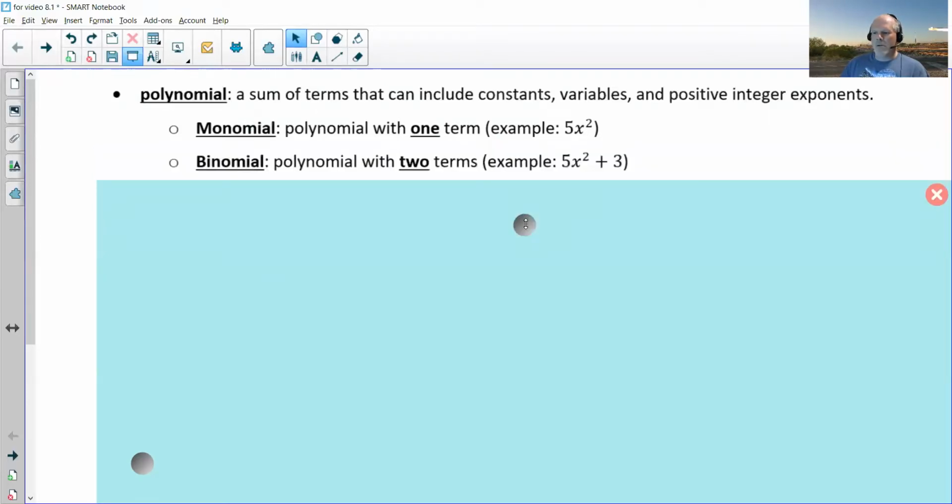Then we have what are called binomials. These are polynomials with 2 terms. So this would be like, as you can see on the screen, 5x squared plus 3. The 5x squared is one term, the 3 is a second term. Notice that terms are separated by a plus or a minus.